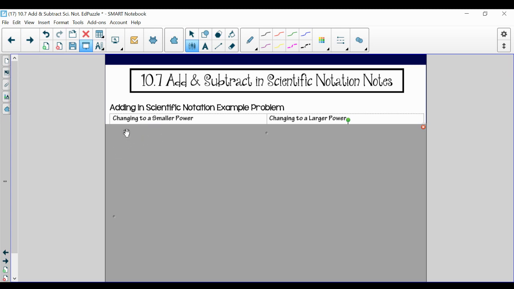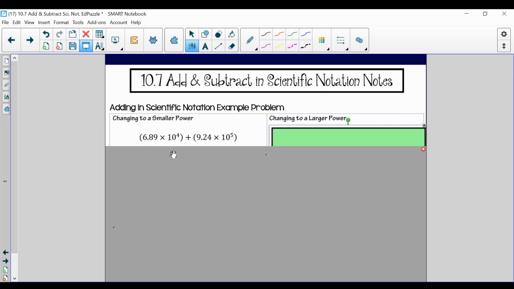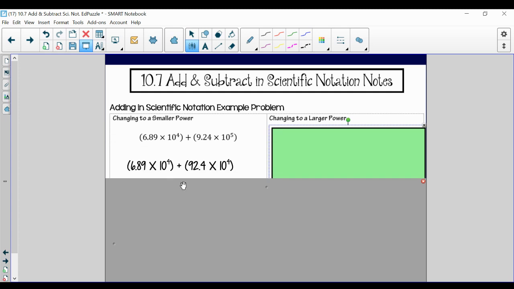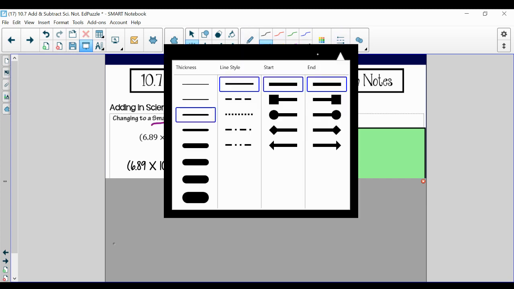There are two different ways of doing these problems, and this is for adding and subtracting. You are going to change the numbers so that the powers of 10 are the same. You can change them to be smaller, or you could change them to be larger. You're not changing the value of the number, so it doesn't matter what you do. So I'm going to show you both ways. So here's that first problem. So what I did here is went to a smaller power. That's what we're working on.